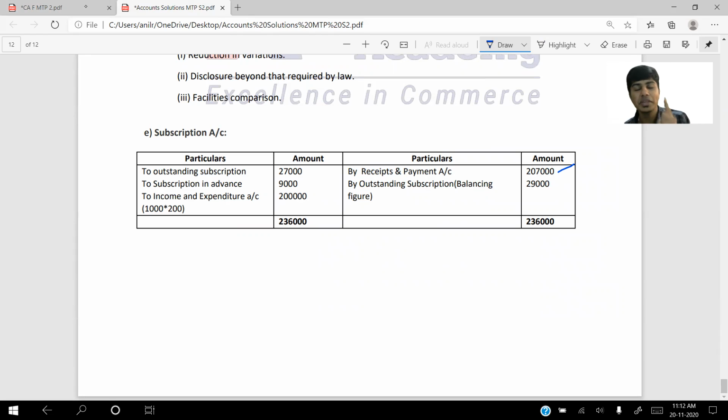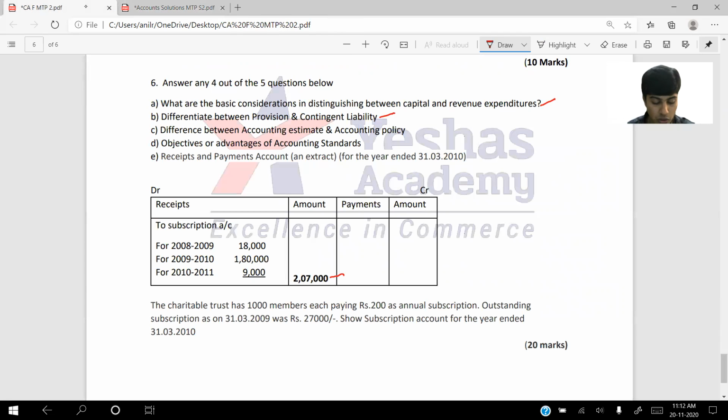I repeat, when that money is received, the journal entry is cash account debit to subscription account. So in the receipts and payments, they have written subscription. In the subscription account, I would have to write by cash, that is nothing but by receipt, 2,07,000. Perfect. Then what else do we have?